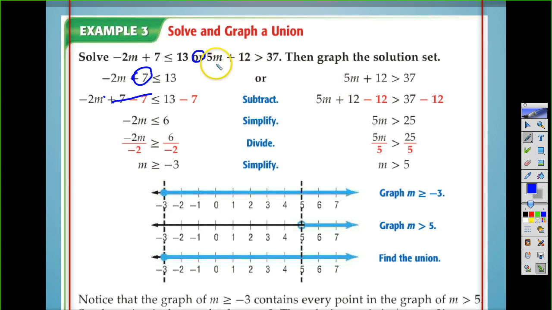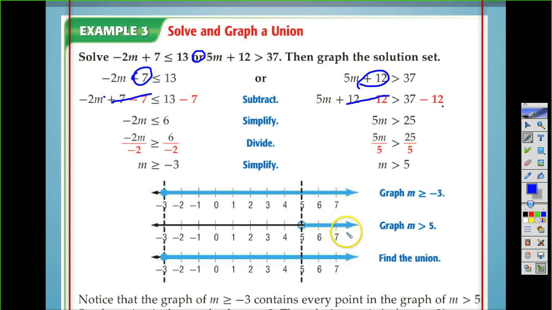And m is greater or equal to -3. Or 5m plus 12 is greater than 37. You're going to get rid of this positive 12 by subtracting 12 on each side. That canceled it out. 5m is greater than 25. Divide by 5, m is greater than 5. So this time you have m is greater or equal to -3, or m is greater than 5.